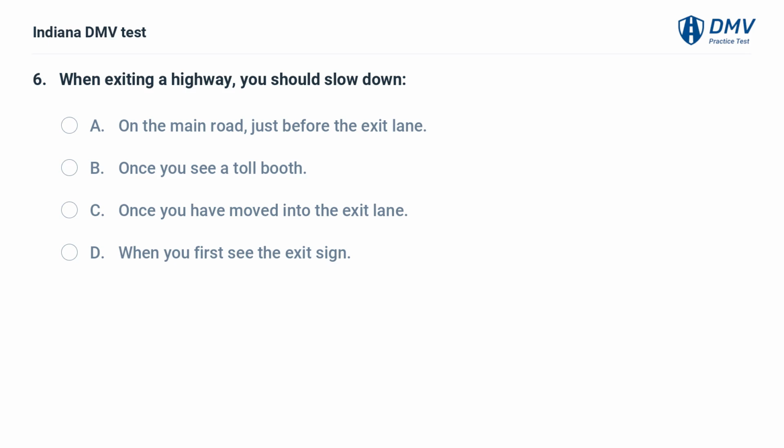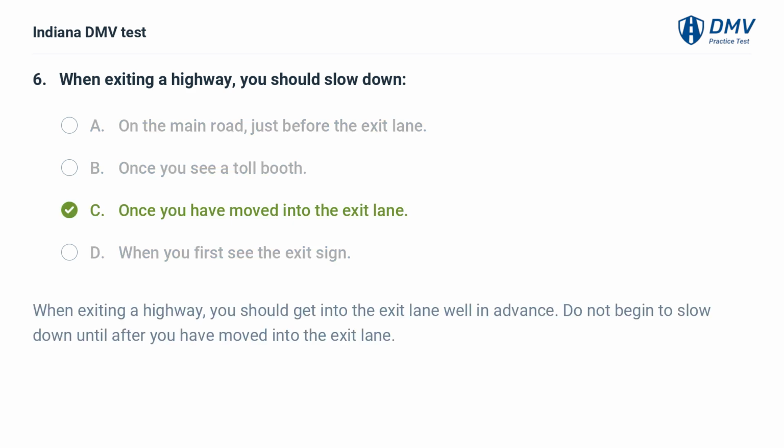When exiting a highway, you should slow down. A. On the main road, just before the exit lane. B. Once you see a toll booth. C. Once you have moved into the exit lane. D. When you first see the exit sign. C. Once you have moved into the exit lane. When exiting a highway, you should get into the exit lane well in advance. Do not begin to slow down until after you have moved into the exit lane.